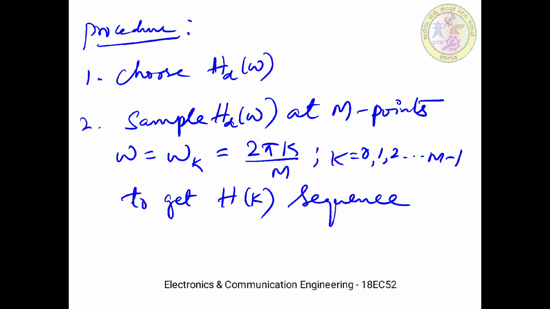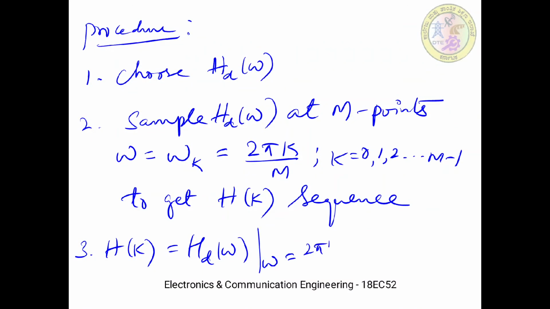So we can now define H of k as nothing but the sampled version of Hd of omega, where samples are taken at omega equal to 2 pi k by M for k equal to 0, 1, 2 up to M minus 1.